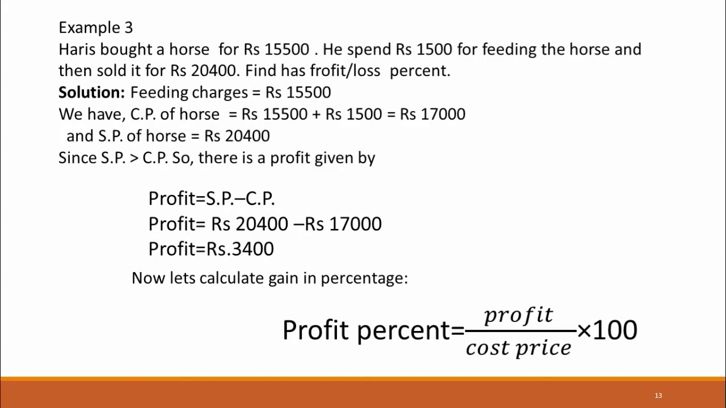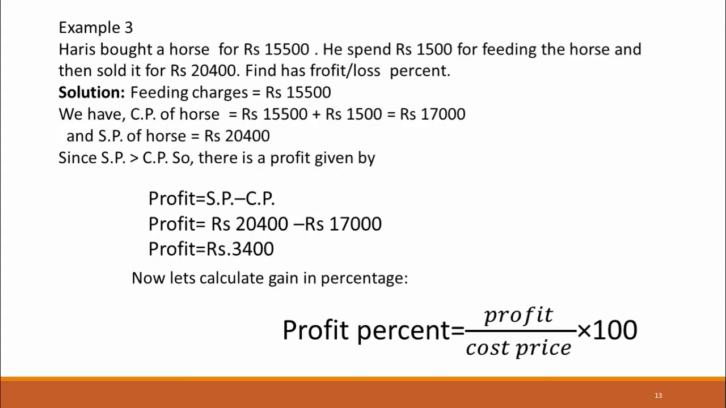First of all, to determine whether Haris gained profit or loss, then we will find the percent of the profit or the percent of the loss. So the feeding charges here are 1,500, and so the cost price for the horse is 15,500 plus 1,500. So the total cost is 17,000.